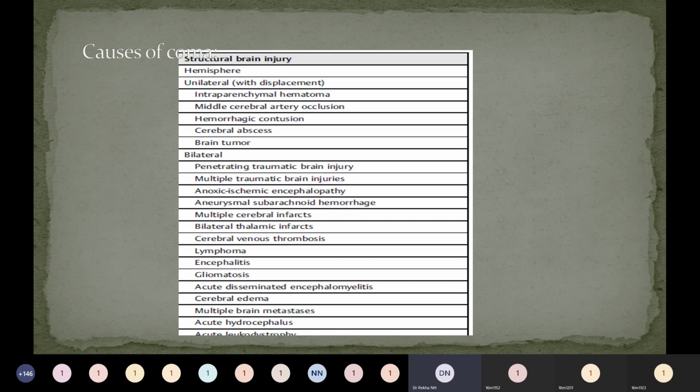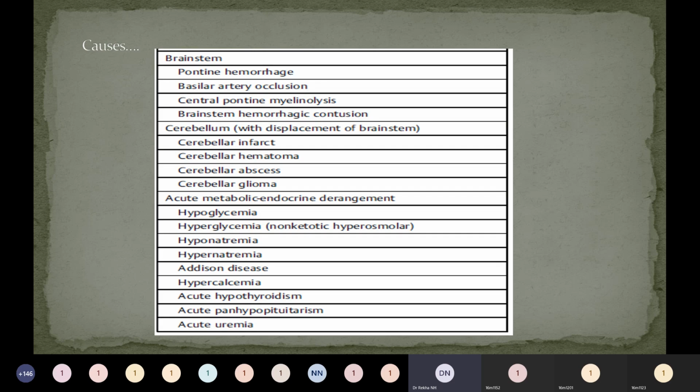Mainly involving the brain stem is hemorrhage, that is a pontine hemorrhage, or a basilar artery occlusion causing a major insult to the brain stem, or central pontine myelinolysis. Central pontine myelinolysis, you must be knowing, can result from an overly rapid correction of hyponatremia or hypernatremia. This is an irreversible damage to the brain, leading to central pontine myelinolysis or brainstem hemorrhage. These are a few causes where involvement of the brainstem can lead to coma. Involving the cerebellum, it can be a cerebellar infarct, hematoma or abscess.